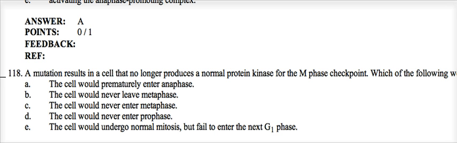A mutation results in a cell that no longer produces a normal protein kinase for the M phase checkpoint. Which of the following would likely be the immediate result of this mutation? So this question wants you to understand when in the cycle the M phase checkpoint is. And it occurs between mitosis and cytokinesis. So you would have to know whether or not it occurred before mitosis or after. So the answer is E. The cell would undergo normal mitosis but fail to enter the next G1 phase because it's occurring after mitosis.